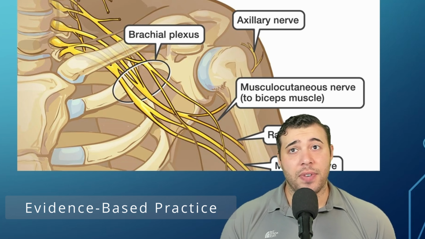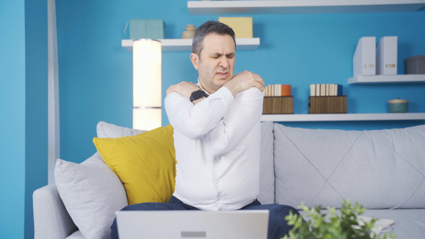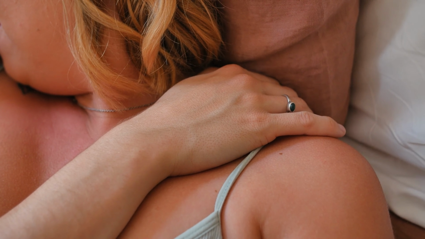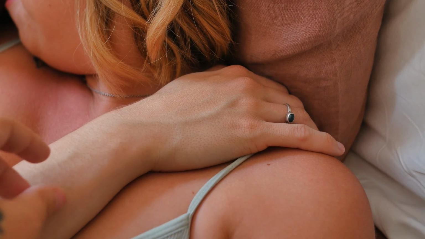There tends to be vague pain, which is a common presentation in these types of cases. Another thing that will tend to happen is muscle atrophy of the intrinsic muscles of the hand, accompanied by weakness of the hand with possible neurological sensory deficits. This means that they may not perceive pain as well, light touch, even some proprioception, or they may have issues with feeling hot and cold. Some other symptoms include tingling or numbness in the neck, shoulder, arm, and hand.